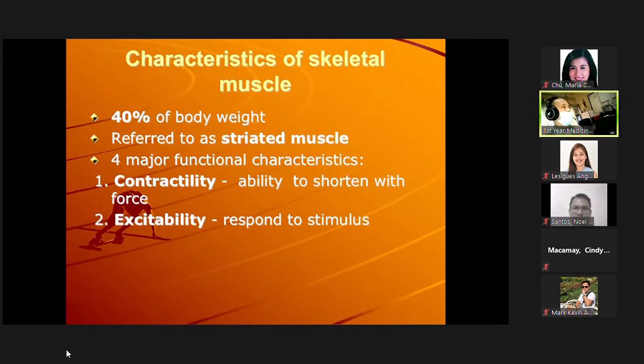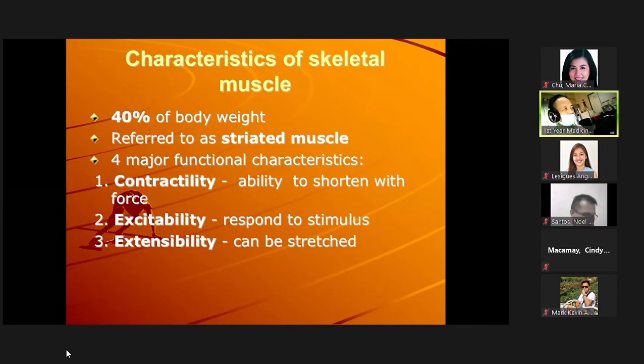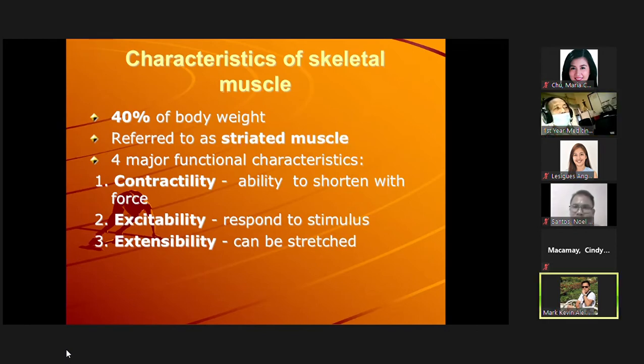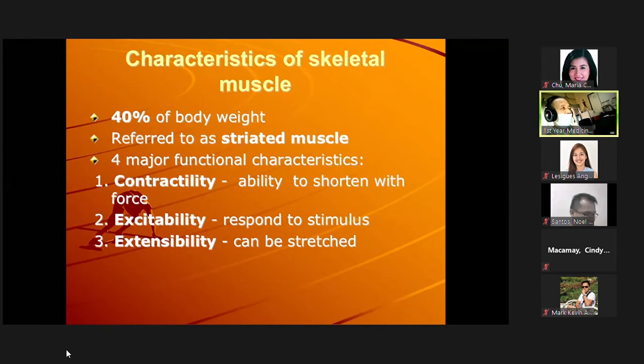If we go to the third property, extensibility. It can be stretched. It can extend. So does your penis have the property of extensibility? Yes, Doc. Okay, so you have that property already. And does it recoil? What does elasticity or recoil mean?